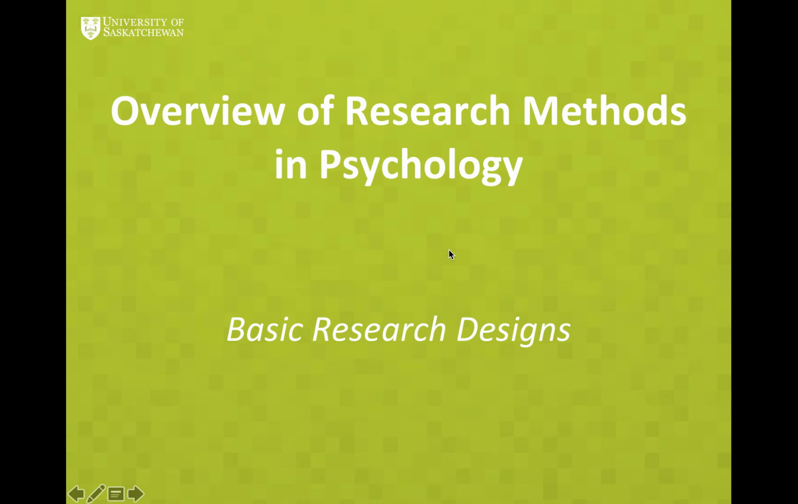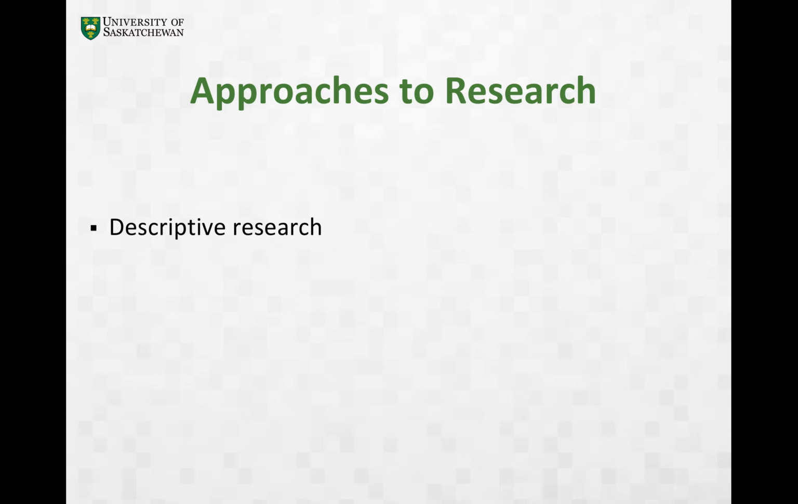Right, so let's pick up where we left off. So we will talk about some basic research methods in psychology, and in particular we're going to talk about the research designs. Now, there are kind of three main approaches that we'll talk about in this particular class. So we'll talk about descriptive research, correlational research, and experimental research.